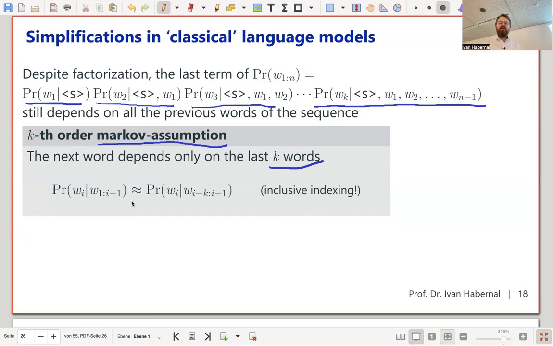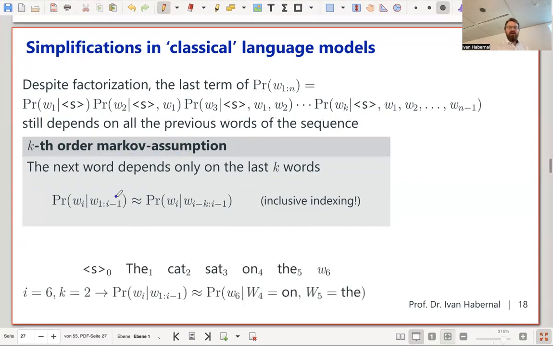Here's an example. We have "the cat sat on the" something, and we want to predict the next word, the 6th word, given the context. We're going to take a second order Markov model, which conditions not on the full sentence, with all the tokens from the start, but only on the 2 previous ones. So we just take "on the" and then predict the next word. This is our simplification.